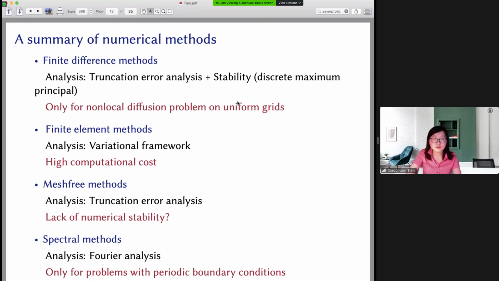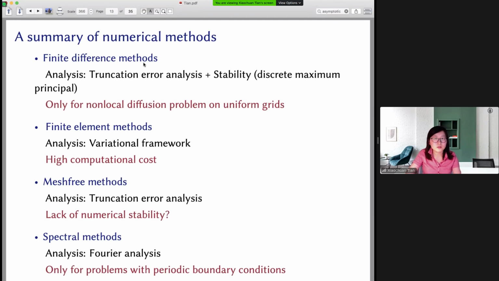So since then we have seen many different numerical methods, and we can actually find AC schemes in each category of those numerical methods. For these different types of numerical methods, we have different techniques to show the convergence. For finite difference, for example, we have truncation error analysis plus the numerical stability, which is established from the discrete maximum principle. For finite element, we have the variational framework to show the convergence. Now, those red words are the drawbacks of each type of method. For finite difference, since we need the discrete maximum principle, that means we can only prove the convergence for diffusion problems, but not for the peridynamics models. And moreover, we only have those finite difference methods on uniform grids.